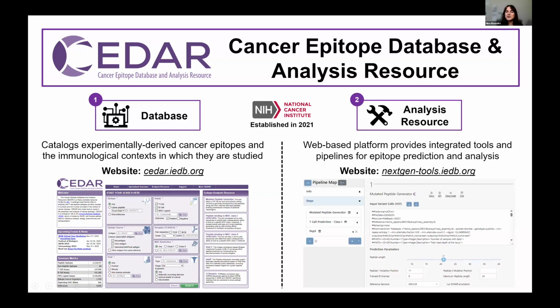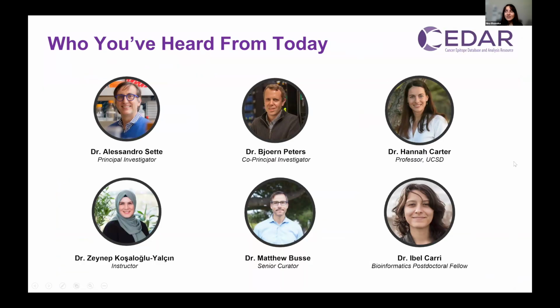The other side of the coin is the analysis resource. These are all the tools that Isabel and Hannah were talking about. This is a web-based platform that provides integrated tools and pipelines for epitope prediction and analysis, and it can be accessed at nextgen-tools.iedb.org. It's small here, but that little C denotes all of the CEDAR specific tools as well. The resource is free and available, and we highly encourage you to take a look today. I did see in the poll that quite a few people hadn't accessed the resources, so I hope today you've had a chance to learn more and take a look at it yourself.